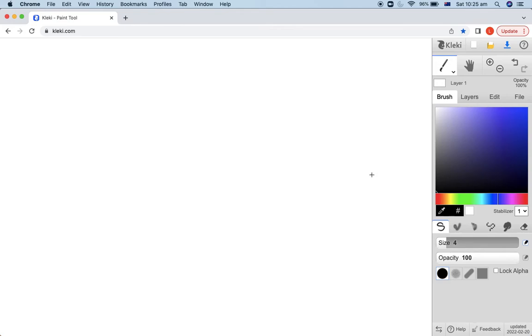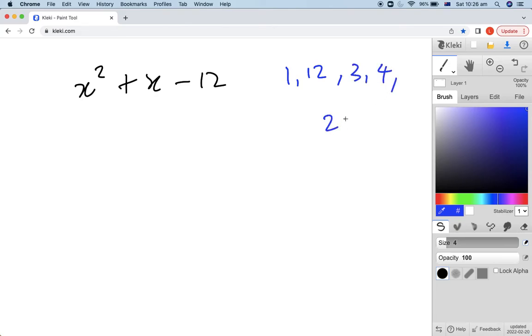Now what we can also go on to is I can give one more example. So let's say in this case, we are given x squared plus x minus 12, and we want to factorize this. Now, listing out the products again, we know we have 1 and 12, we have 3 and 4, we also have 2 and 6, right?